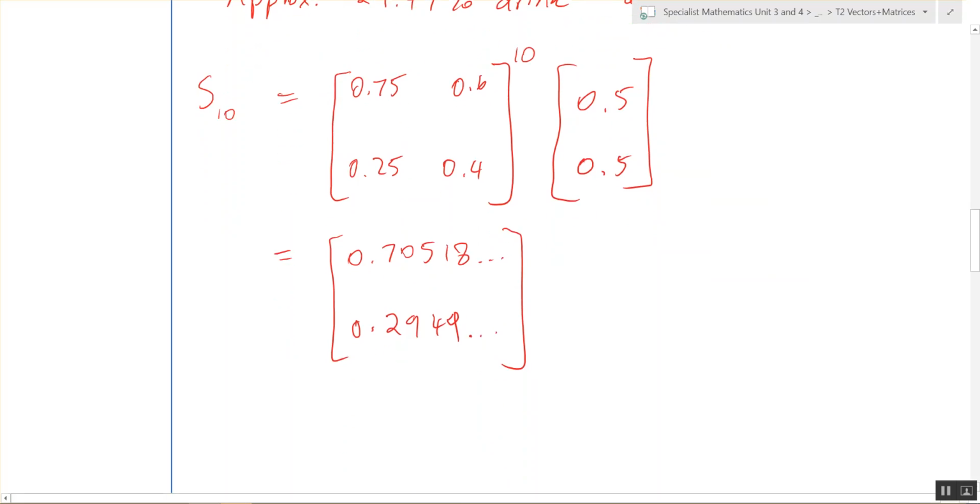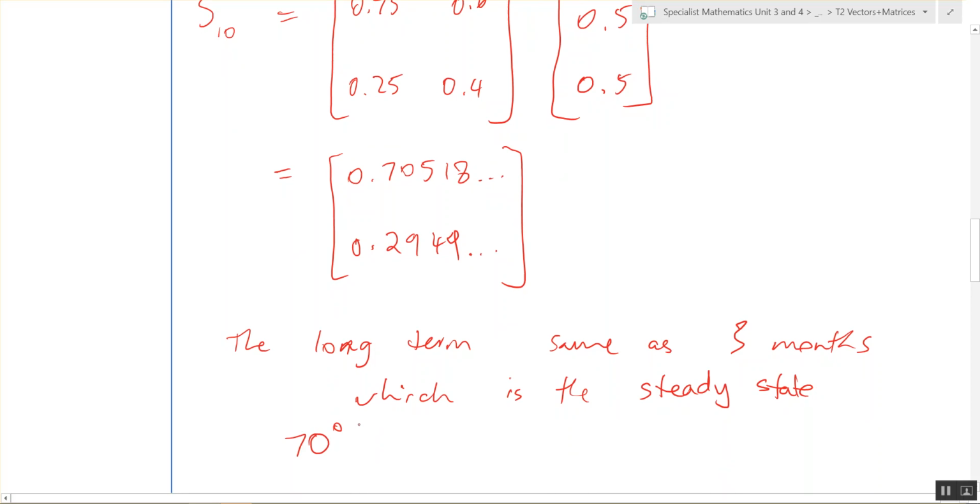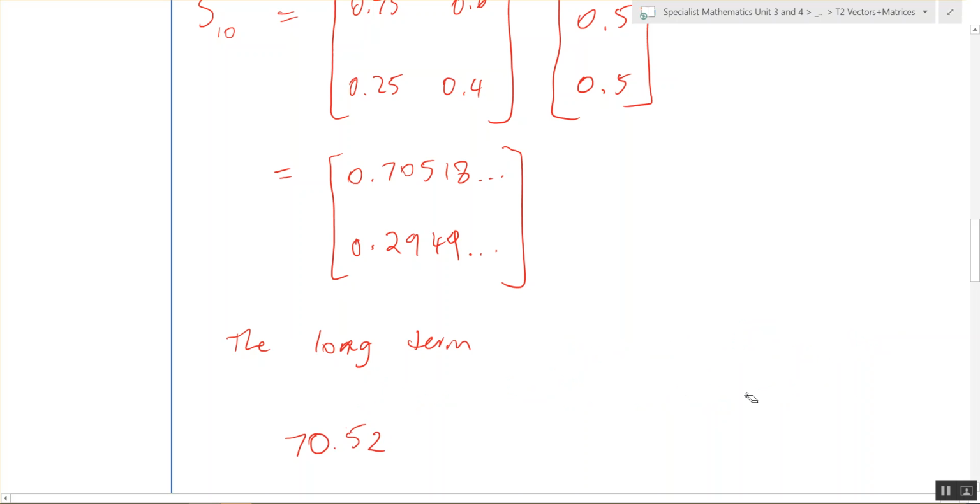So the long-term effect is... Mine's slightly different. Oh, is it? Like the Excel? Yeah, they are slightly different. Oh, well, that's wrong then. It's so tiny, it's at the decimal point. 0.70588. Yeah. So 70.59% iced coffee and 29.41%.